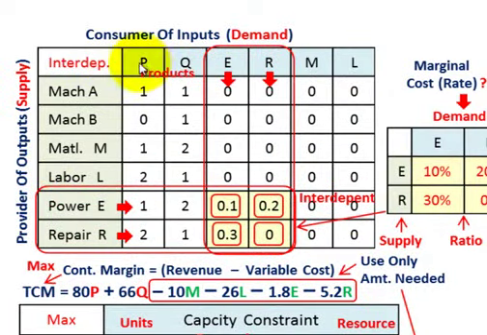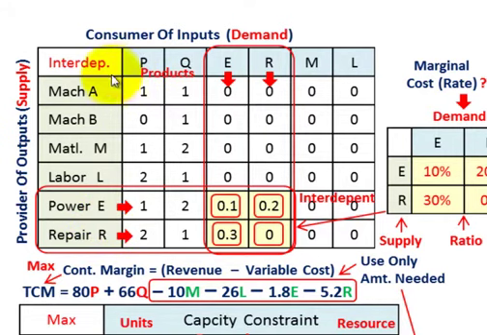Okay, so I've got it laid out here off of the demand constraints. And what I've done, we're just going to be looking at this interdependency between power and our repair costs and how we factor that into our linear program. So what I've done here is I've got our provider of the outputs, or our supply, showing for machine A, B, material M, labor L, and then power E. Really, that's electrical cost, and then our repair R, our maintenance cost.